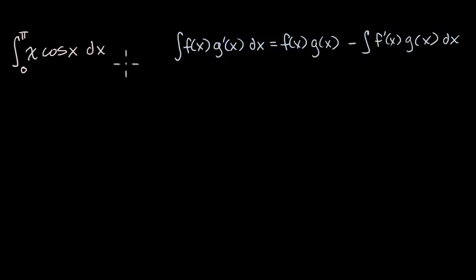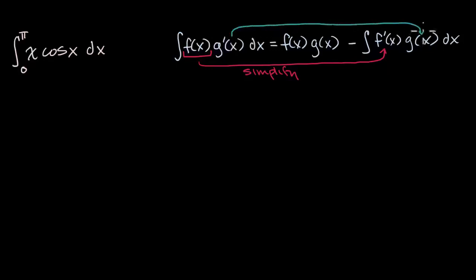And just to reiterate what I said before, you want to find an f of x that when I take its derivative, it simplifies. And you want to find a g prime of x that when I take its antiderivative, it doesn't get more complicated. Because if the f of x gets simplified when I take its derivative, and the g prime of x does not get more complicated when I take its antiderivative, then this expression will maybe be easier to find the antiderivative of. So let's do that over here.